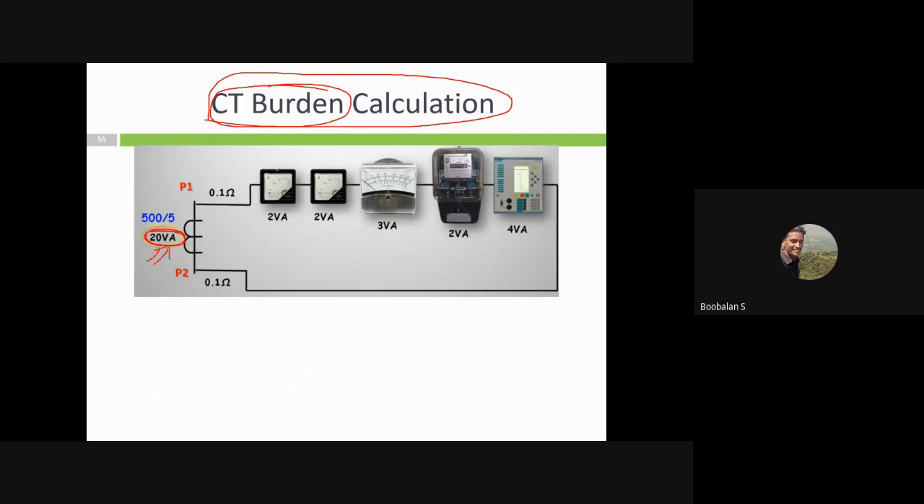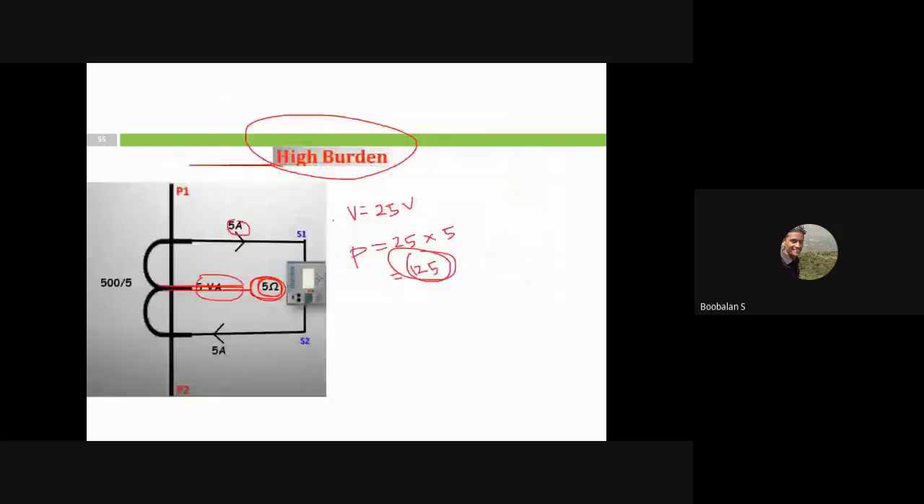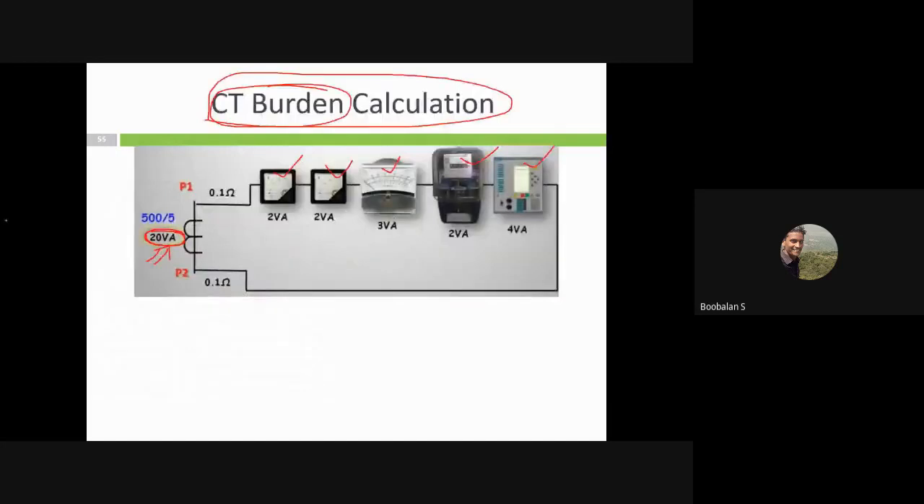Actually, they are just connecting about 5 types of meter, right? One ammeter, one more ammeter, one more trivector meter, that's called an energy meter, and one more relay. We just calculated each individually. So this many devices are connected in series with the CT. Now we can calculate the total VA, so you add everything. 2 plus 2 is 4, 4 plus 3 is 7, 7 plus 2 is 9, 9 plus 4 is 13. So a total of 13 VA is now connected in series with my CT.